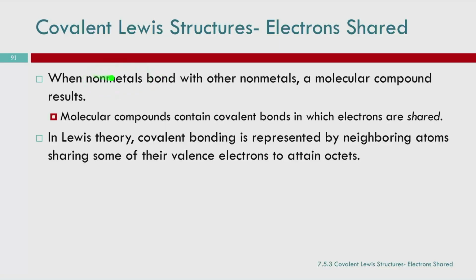When nonmetals bond with other nonmetals, a molecular compound results. Those are the compounds where we use prefixes mono, di, tri, tetra, etc. Molecular compounds contain covalent bonds. Valent looks an awful lot like valence. Co, like cooperative, working together, sharing. So they're sharing those valence electrons in the bonds.